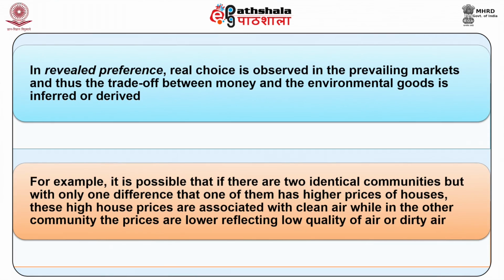In revealed preference, real choice is observed in the prevailing markets, and thus the trade-off between money and the environmental goods is inferred or derived. For example, it is possible that there are two identical communities with only one difference: one of them has higher prices of houses, and these high house prices are associated with clean air, while in the other community the prices are lower, reflecting low quality of air or dirty air.